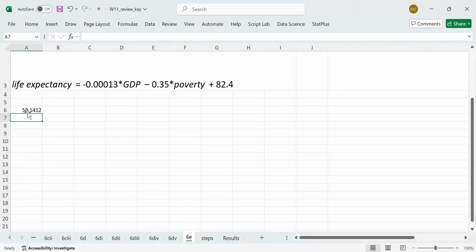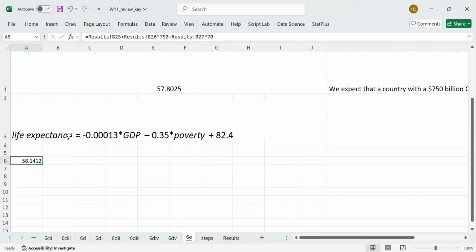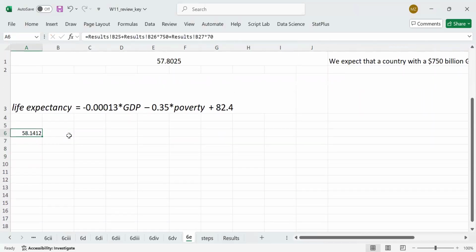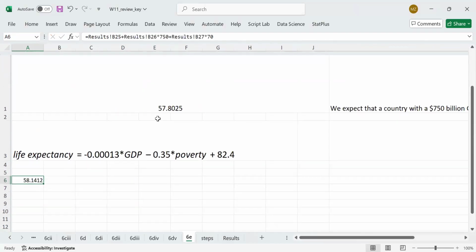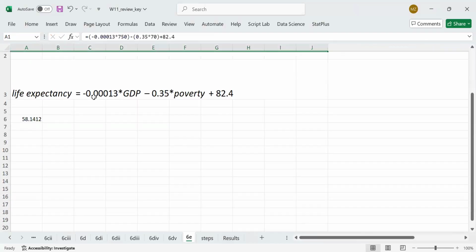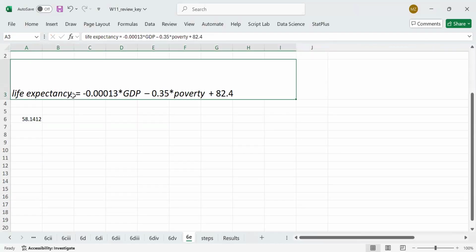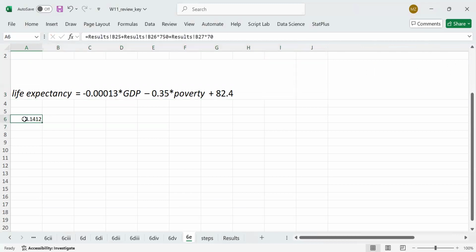So that should give you a life expectancy of 58.1 years when you're using the exact values. The equation they copy pasted might only give an estimated value, but this is with exact values. So it gives you a life expectancy of 58.1 years. Everyone get this? Any questions?